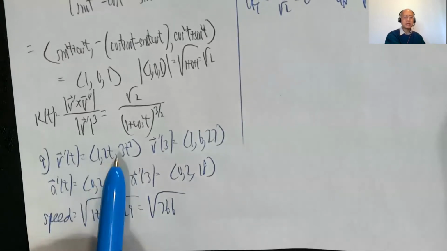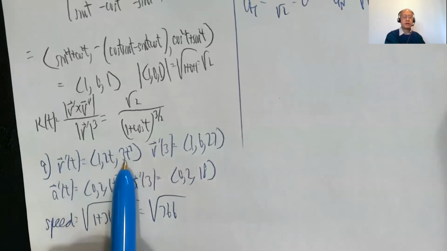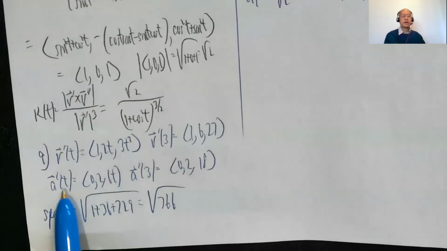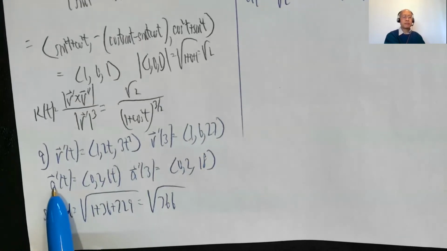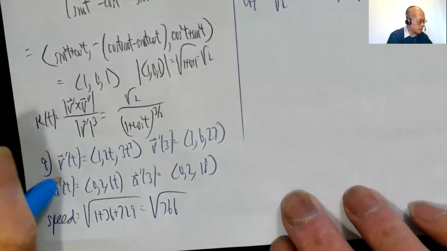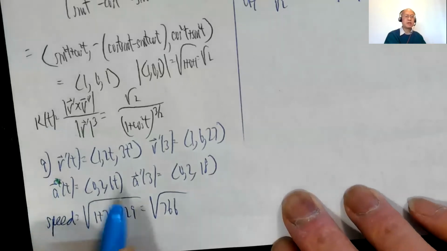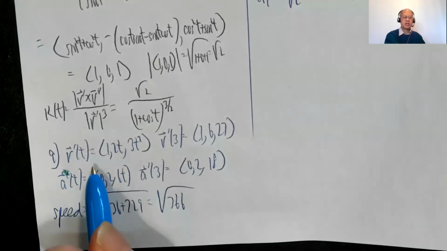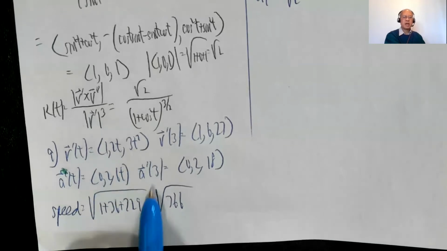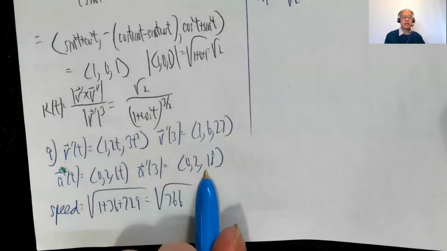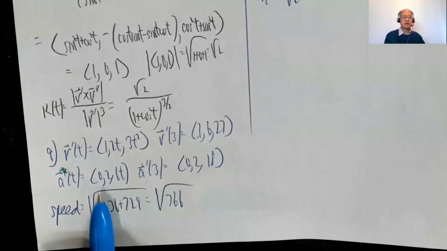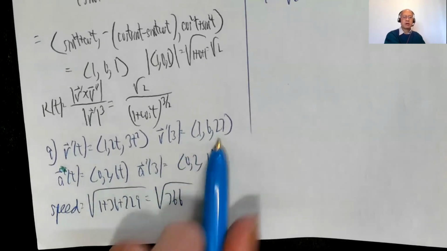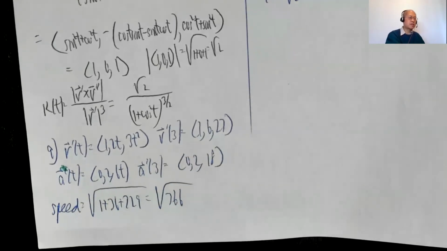Number 9, r prime, the velocity, is 1, 2t, 3t squared. Plug in 3: 1, 6, 27. Second derivative, a of t, is the derivative of the velocity, which is 0, 2, 6t. Plug in 3: 0, 2, 18. Speed is just the magnitude of the velocity vector. So it's the square root of 1 squared plus 6 squared plus 27 squared, radical 766.